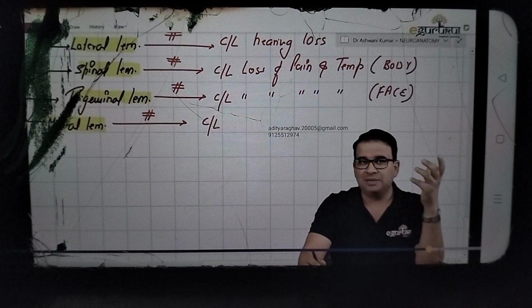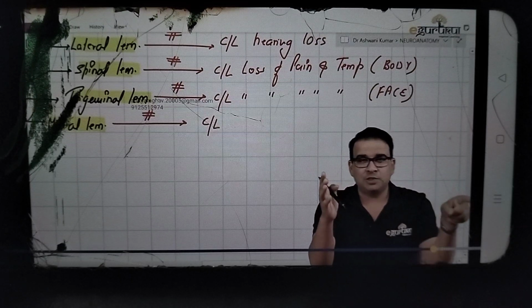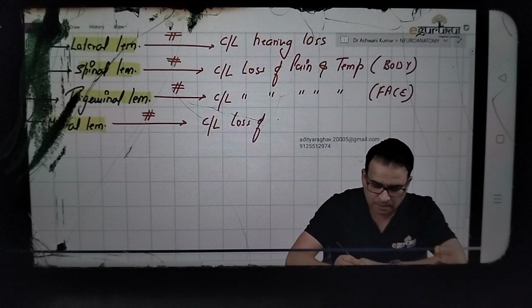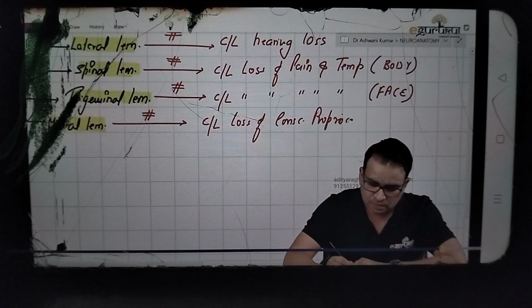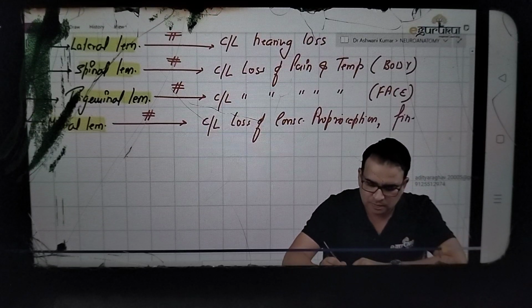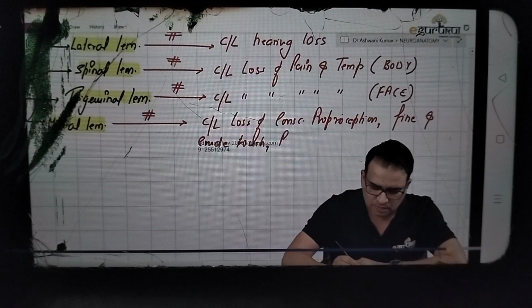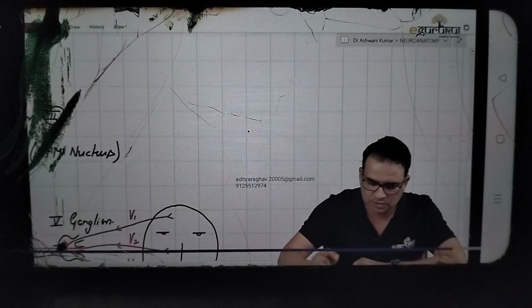And finally, medial lemniscus injury. Medial lemniscus was formed by what? Now, there are two things in medial lemniscus. One was the dorsal column tract, and also anterior spinal thalamic tract joining it. So there will be contralateral loss of conscious proprioception, fine and crude touch, pressure, vibration, and also stereognosis.